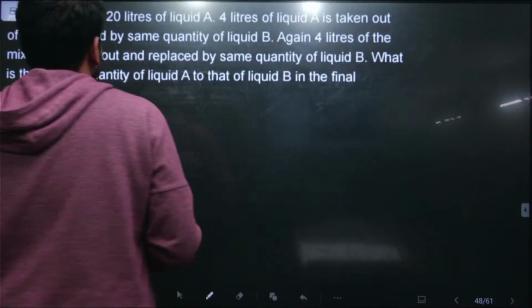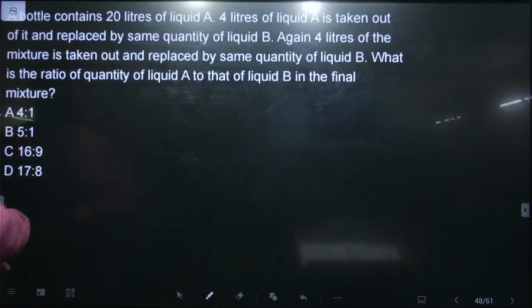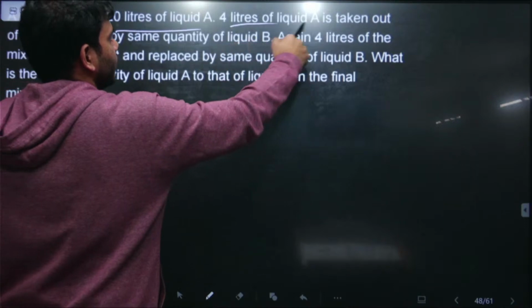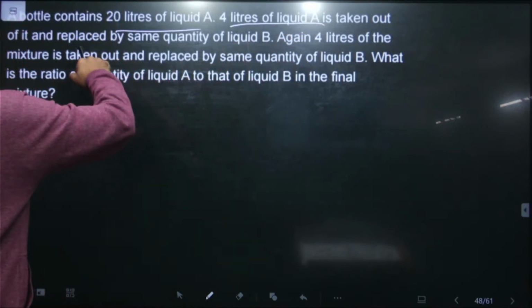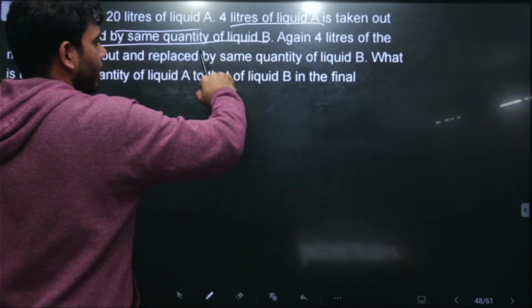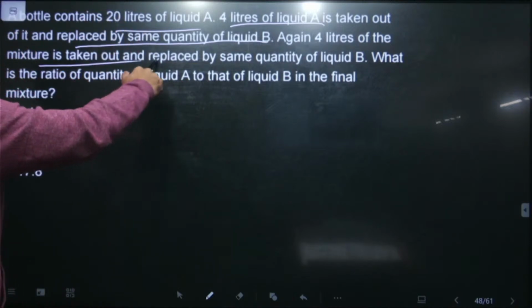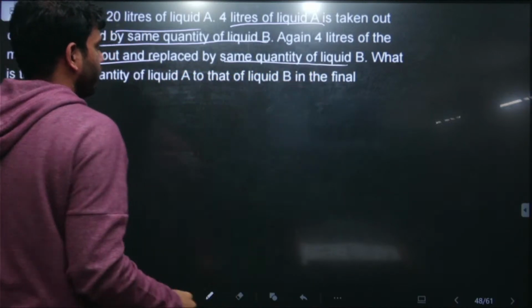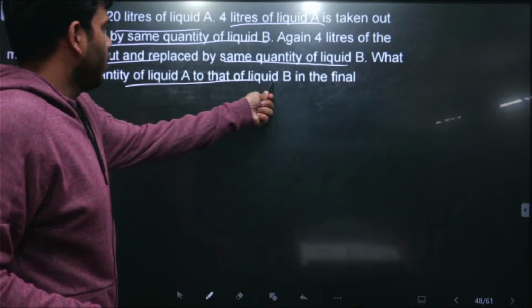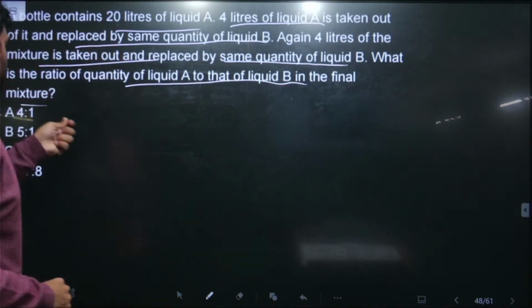This is the next question. A bottle contains 20 liters of liquid A. 4 liters of liquid A is taken out and replaced by the same quantity of liquid B. Again 4 liters of this mixture is taken out and replaced by the same quantity of liquid B. What is the ratio of liquid A and B in the final mixture?